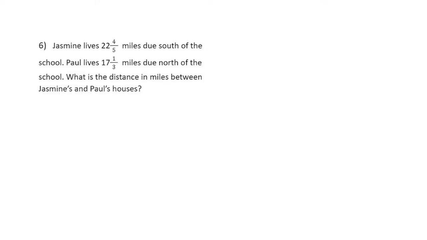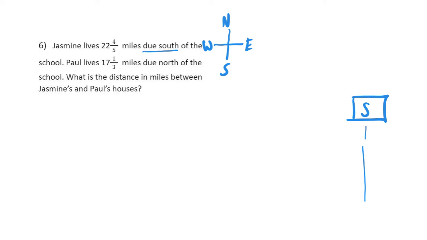So we've got Jasmine lives 22 4/5 miles due south of the school. Due south means it's exactly south. And if you remember from your social studies, north is up top, south is down below, west is on the left, east is on the right. And so if she's due south, she's straight south, straight down from the school. So here's the school. And straight south down here, here is Jasmine's house. And this distance between the school and her house is 22 4/5.